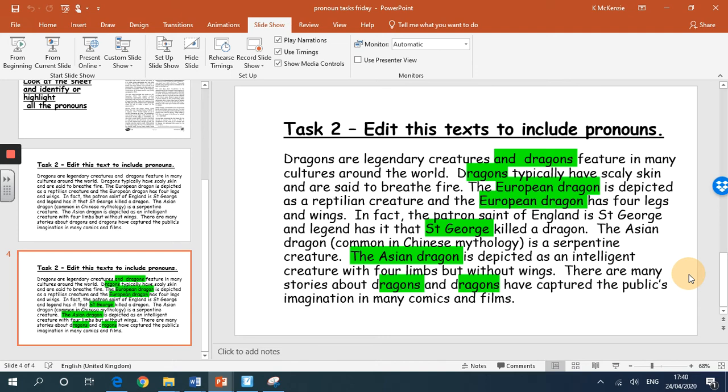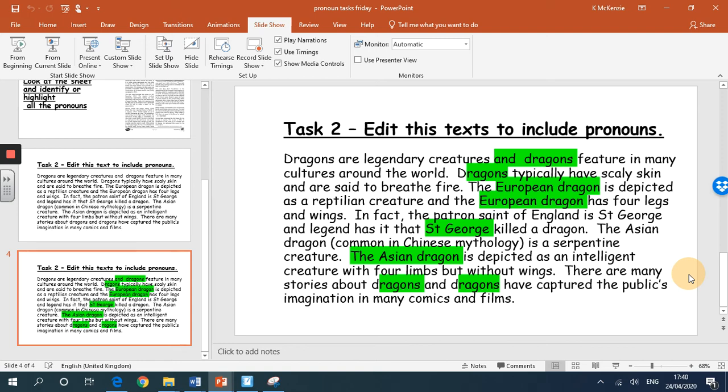Right. Now the next one, the European dragon, I'm going to keep that one because although I've been talking about dragons in general, this is the first time I've spoken about a European dragon. The European dragon is depicted as a reptilian creature, and I'm going to replace the next European dragon with the word it, and it has 4 legs and wings. In fact, the patron saint of England is St. George, and legend has it that he killed a dragon.